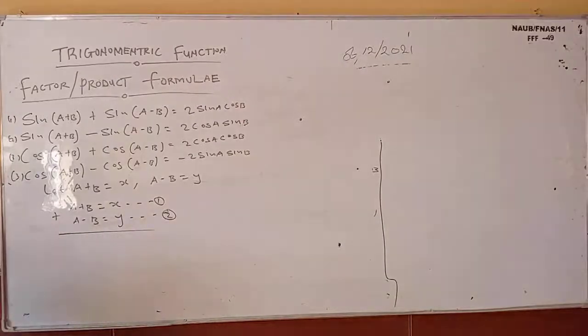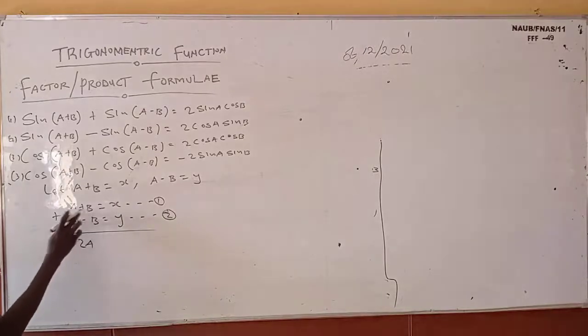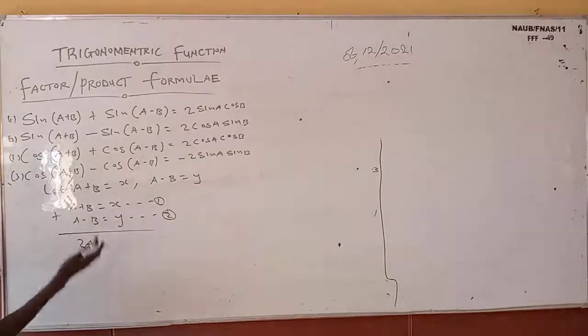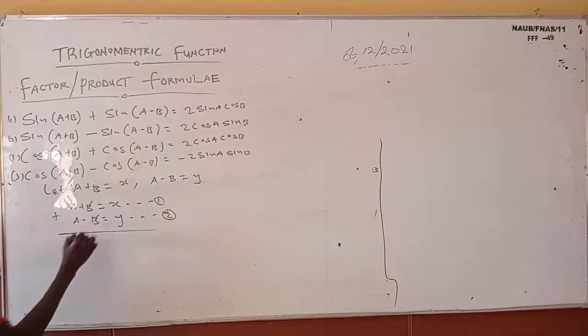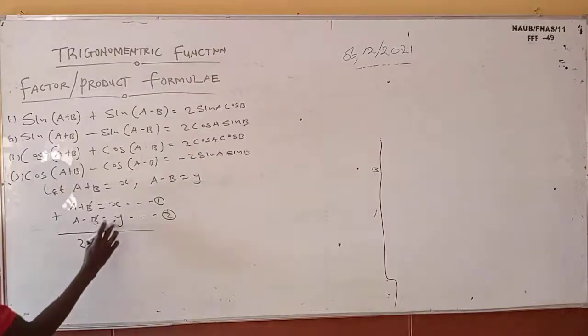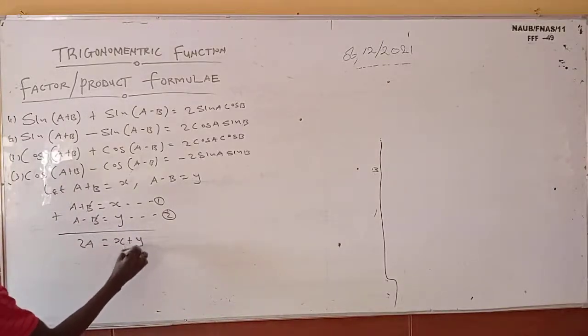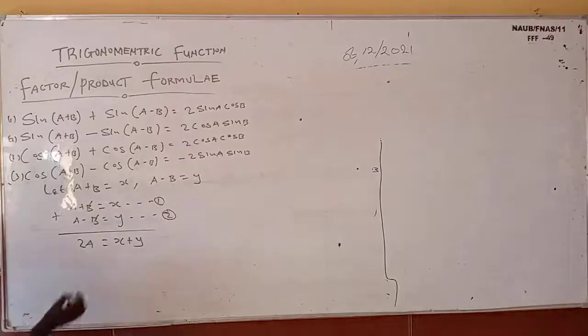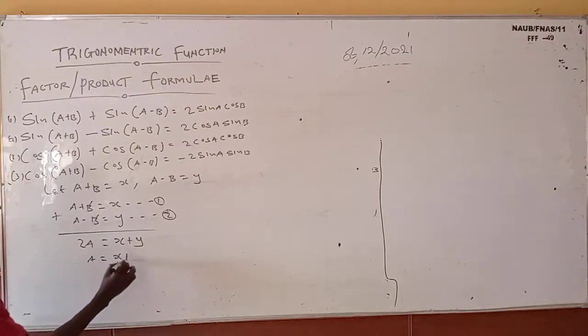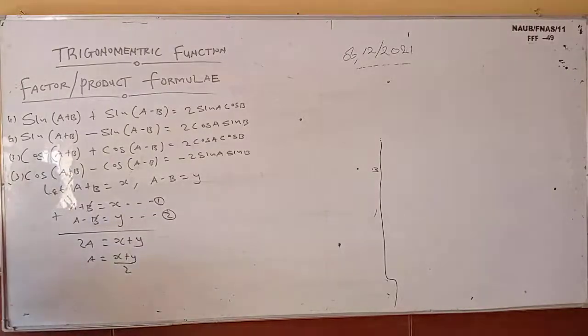If you add the two equations together, a plus a is 2a. b plus minus b is nothing but 0. So this will cancel out. Then we'll be left with s plus y. So for me to get a now, a is nothing but s plus y over 2. Do you get that?